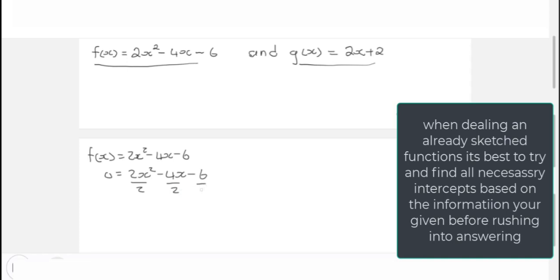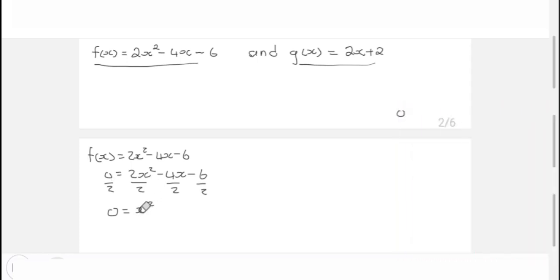If we divide it by 2, it will be more simplified. Therefore, we'll have 0 is equal to x squared minus 2x minus 3. And then we're going to factorize that. We need 2 factors of 3 that when we add them, they give us the middle term, but when we multiply them, they give us 3. Obviously, it's 3 and 1. We're going to put x over here, minus and plus.